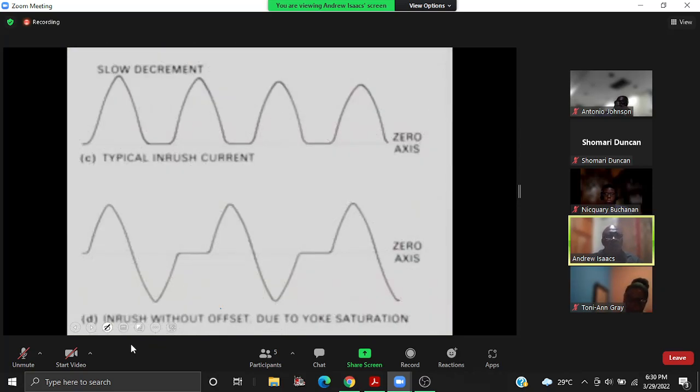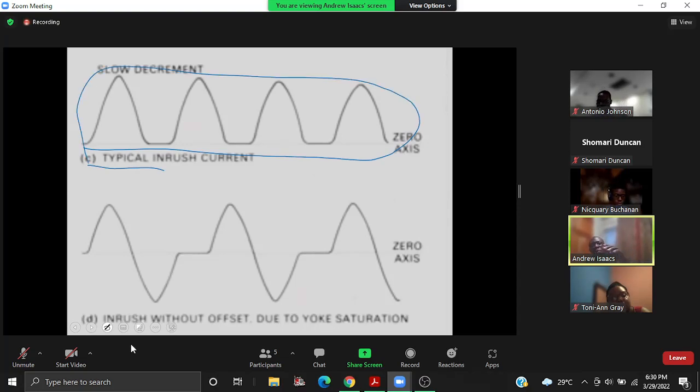So in terms of the inrush, this is what it would look like. And if you were to do the harmonic analysis on that, what we are saying is that you would see the second and third harmonics as being more pronounced than in the regular input current.